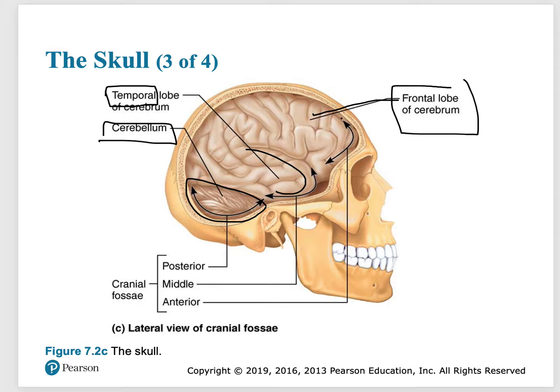So look, the little grooves that actually fit. So the frontal lobe is actually fitting into the anterior cranial fossa. The middle cranial fossa houses or kind of attaches to the temporal lobe, and then that posterior cranial fossa houses the cerebellum.